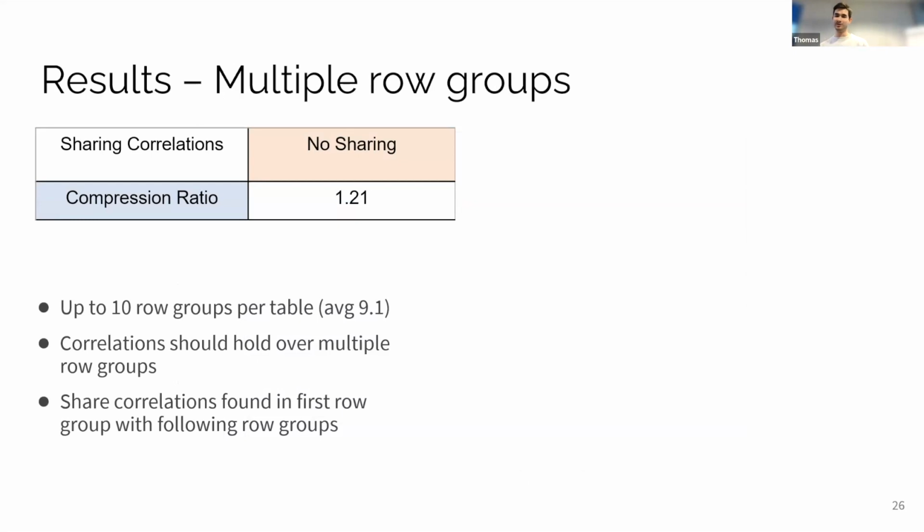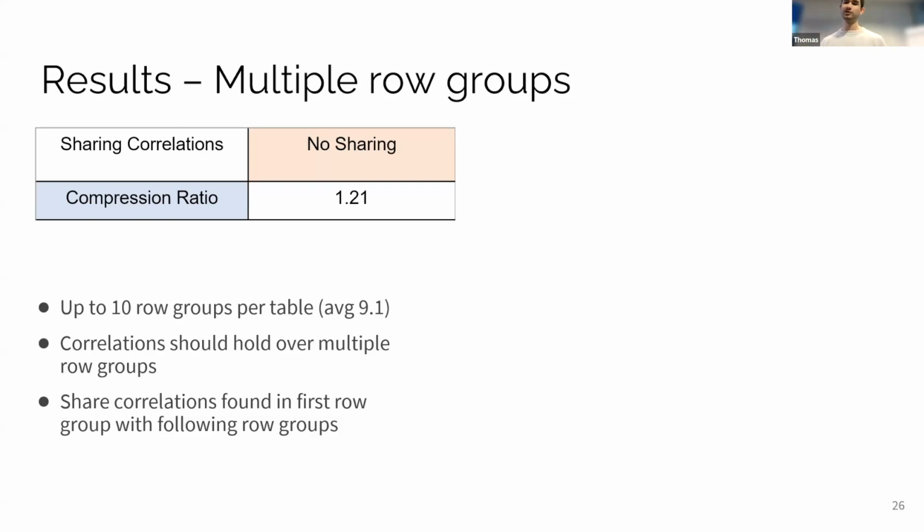Until now, we have been compressing only a single row group, but now we move on to compressing multiple row groups. We used up to 10 row groups per table, with an average of 9.1, since not all tables had 10 row groups. Based on the assumption that correlations should hold over entire columns, the correlations we find in one row group should also hold in other row groups. So we tested this by finding correlations in the first row group and reusing them for all subsequent row groups. In this case, we don't need to search for correlations from scratch for every new row group.